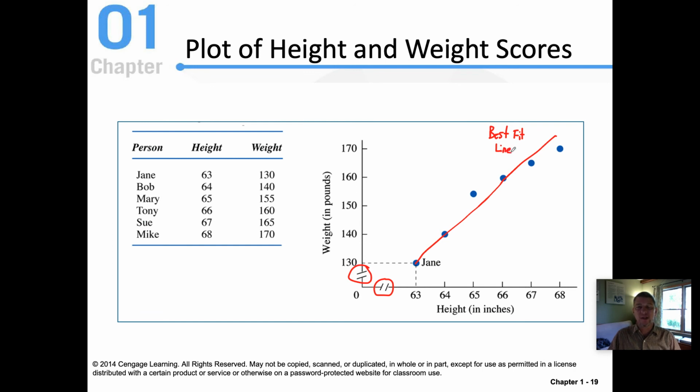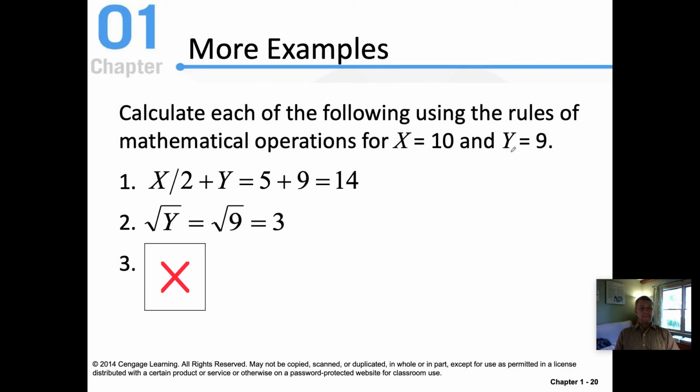And best fit lines are important in statistics because they help us to see the relationship that might exist between, for example, height and weight in this particular case. All right, more on graphing later on. All right. Now, we'll conclude this video with 2 examples of the order of operations and some of the mathematical operations that you're going to be expected to do.